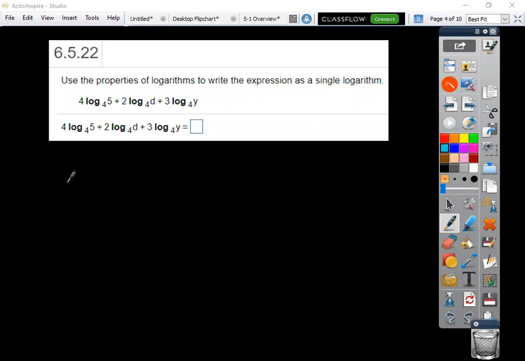Oh, holy smokes. We're supposed to do the same as the last one, but we have to get this one all in a single logarithm when we're done. And probably like the last one, if it can, simplify parts. So again, remember what you do first.